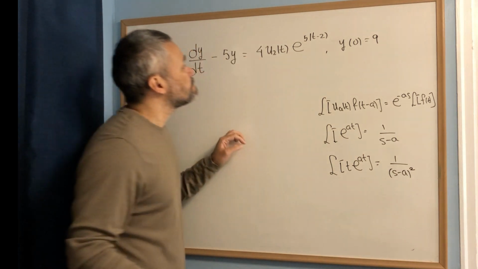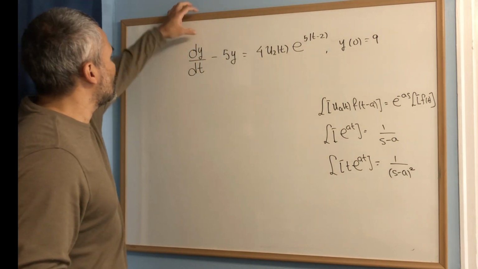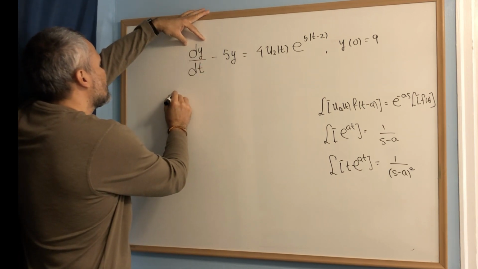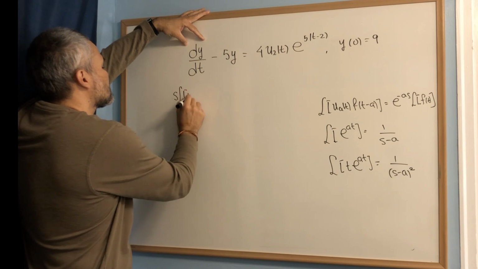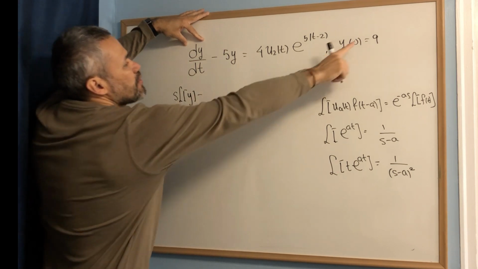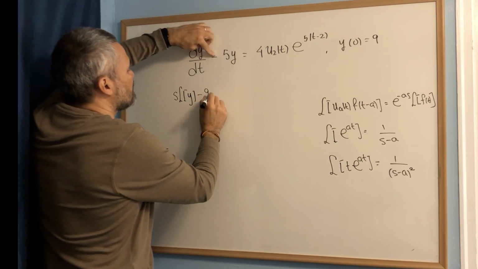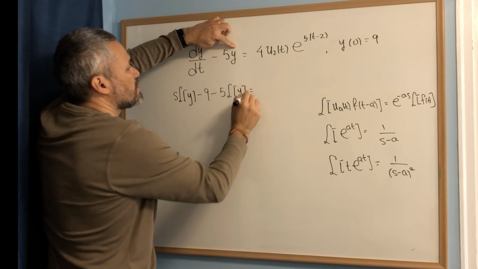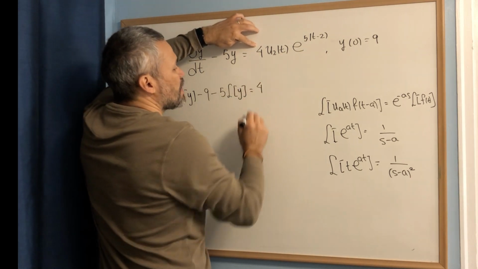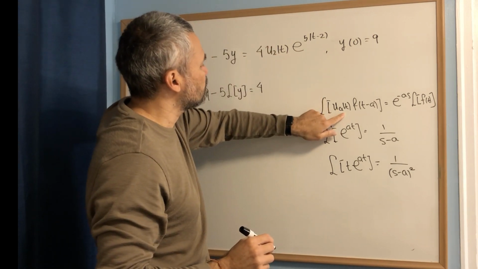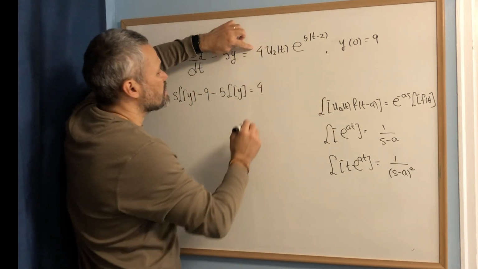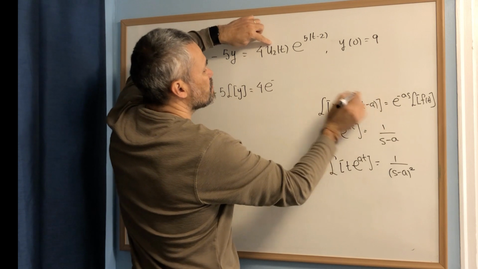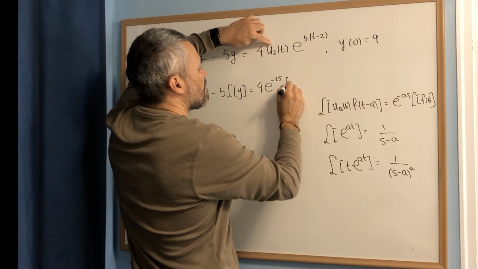Okay, then as always, we start by computing the Laplace transform on the left and on the right. The Laplace transform of the derivative is s times the Laplace transform of the function minus y of 0, which is 9, then minus 5 times the Laplace transform of y, and this is equal to 4 times, when we apply this formula, e to the negative 2s times the Laplace transform.